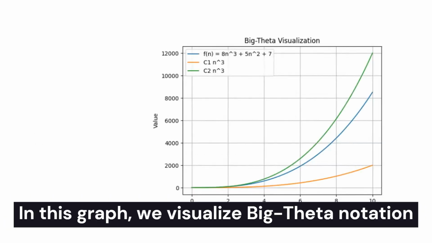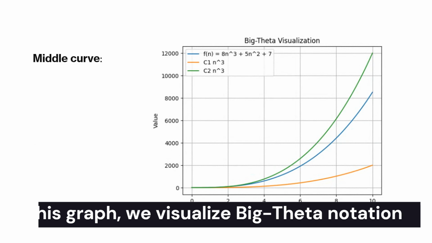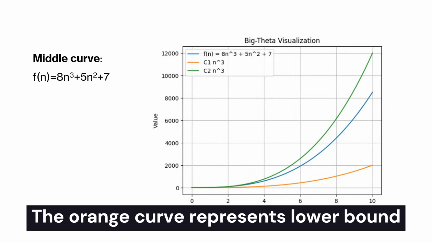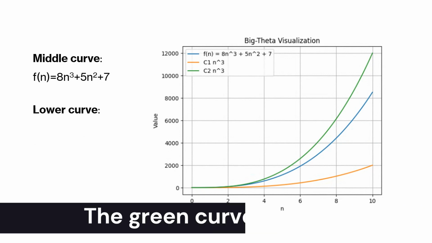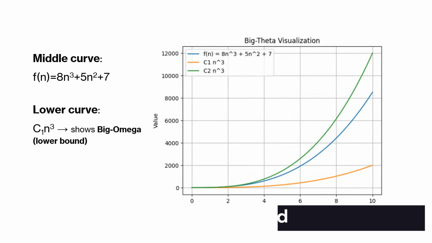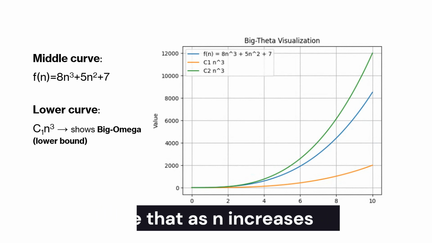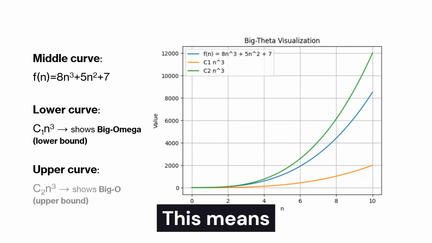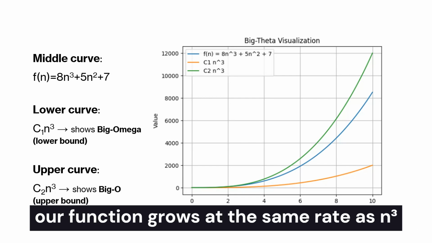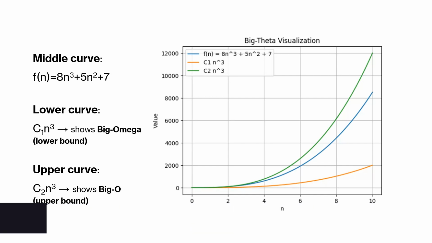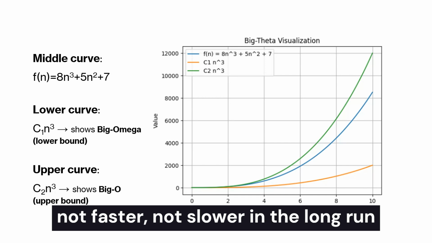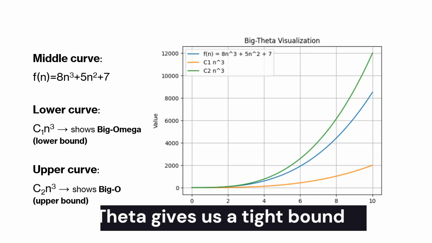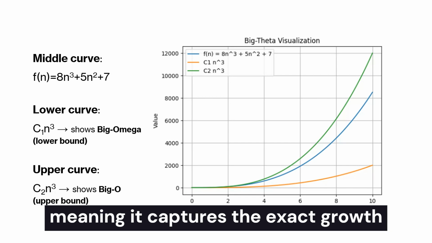In this graph we are visualizing big theta notation. The blue curve represents our function. The orange curve represents the lower bound. The green curve represents the upper bound. Notice that as n increases, the blue curve stays between these two curves. This means our function grows at the same rate as n cubed. Not faster, not slower in the long run. So we say, big theta gives us a tight bound, meaning it captures the exact growth.